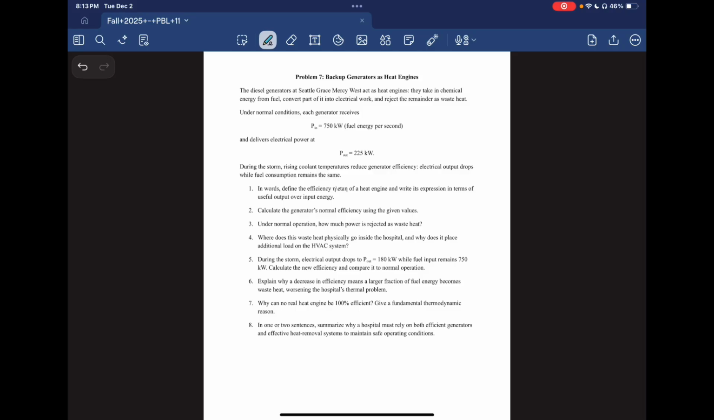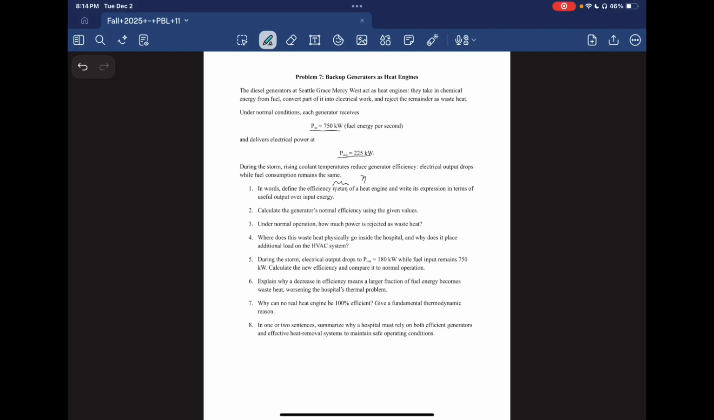Okay, problem 7. So now we're going to look at some actual numbers. So we have the generator receiving 750 kilowatts fuel energy per second and delivering 225 kilowatts. The first question wants us to define the efficiency, and I assume that Krish is just looking for eta of the heat engine and write its expression.